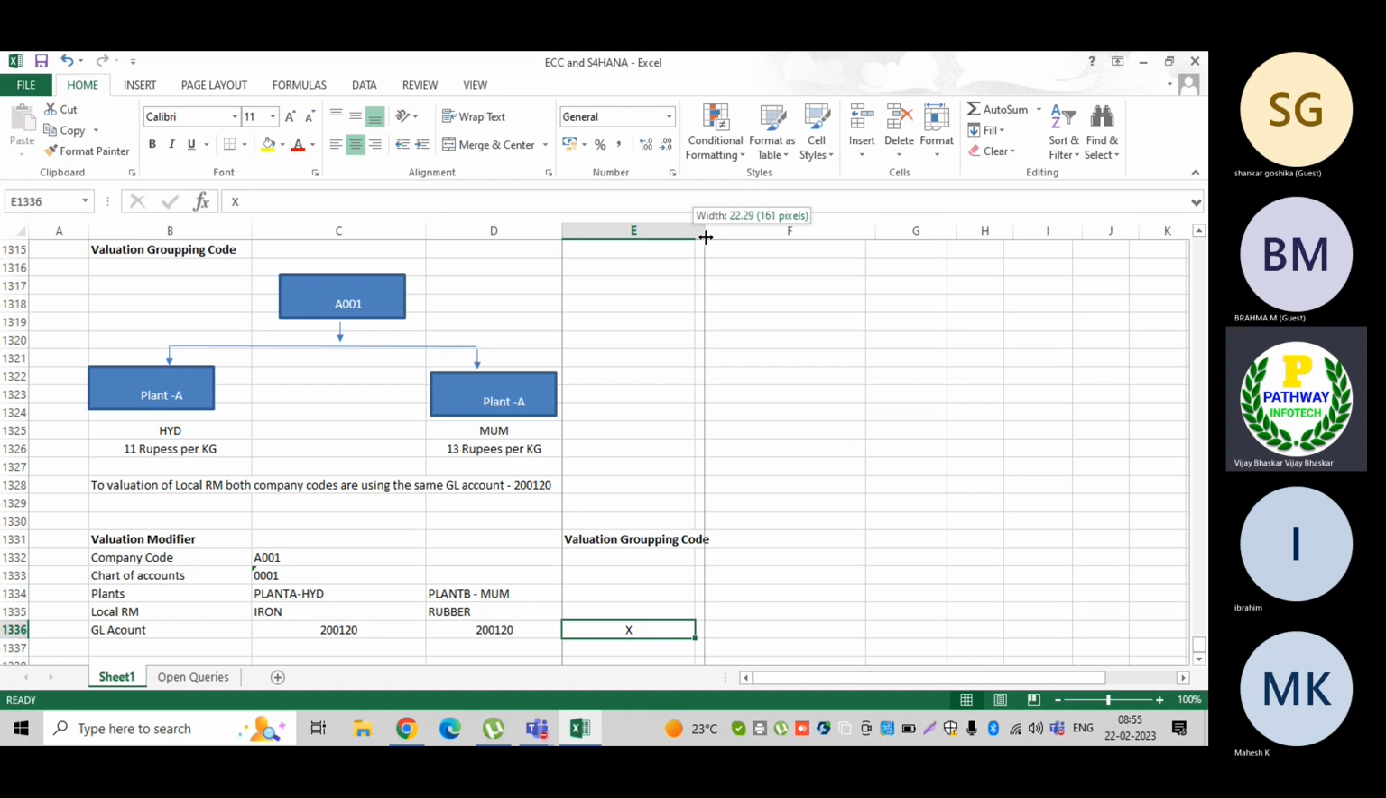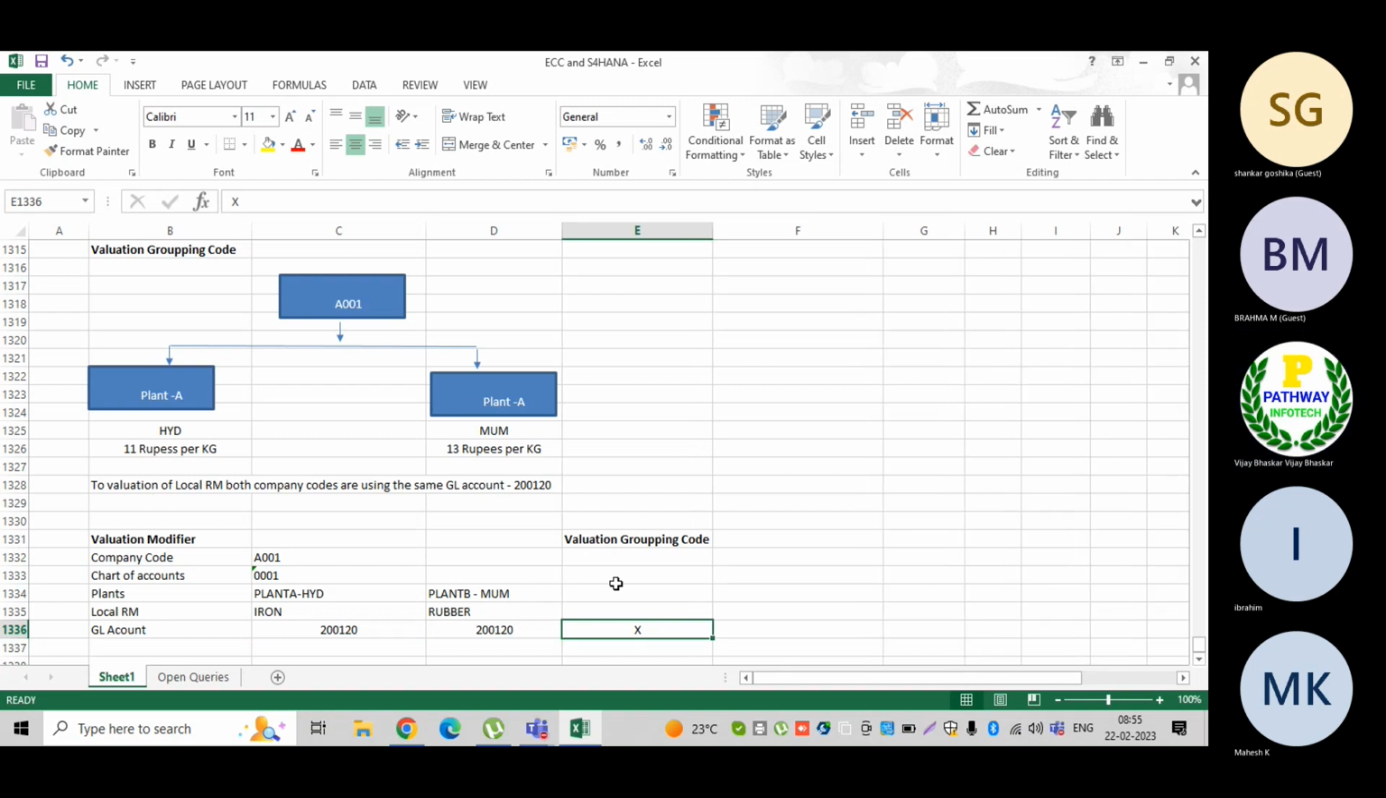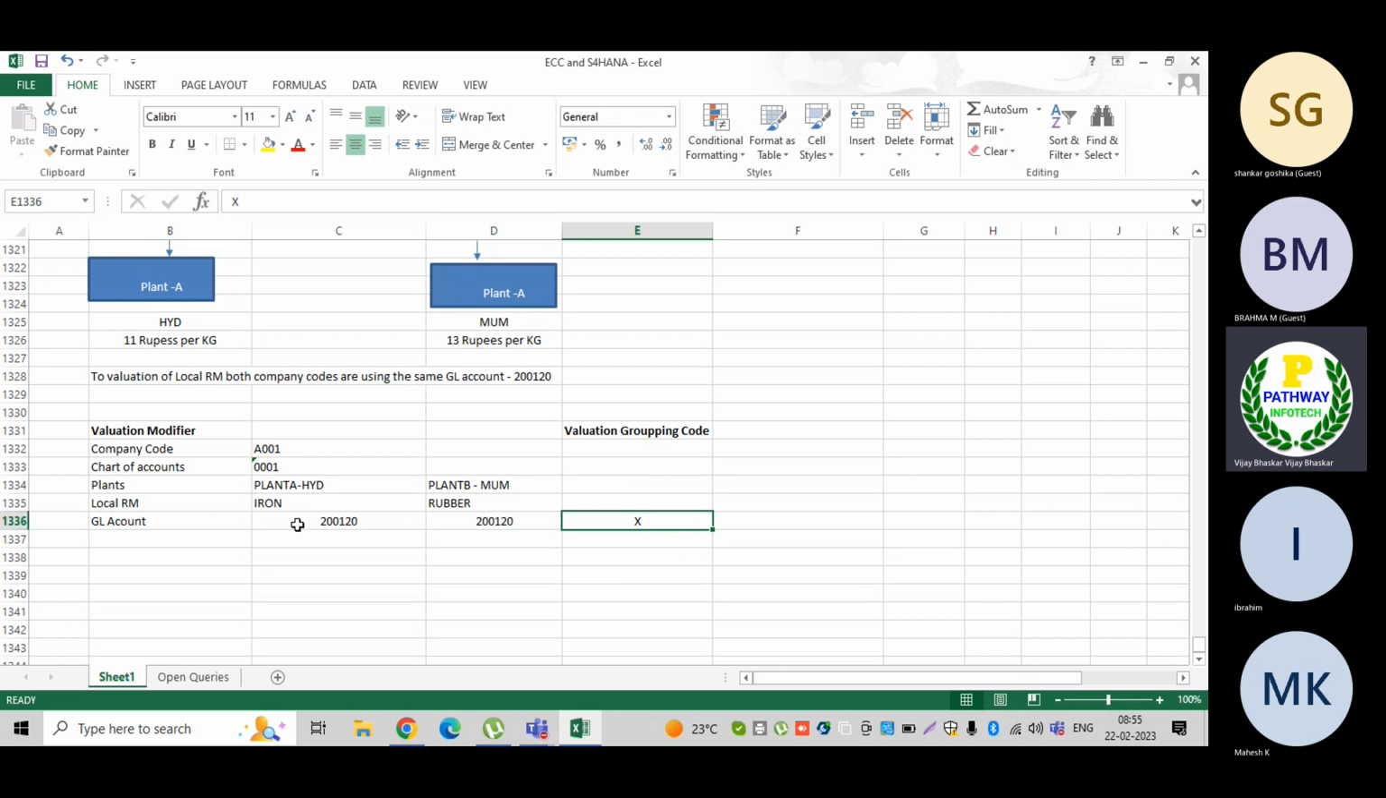This is one example. In case there is a situation where for this plant I am using one GL account and for that plant I am using a separate GL account, then the valuation grouping code is not required here. Then the valuation modifier will come into the picture, so you need to specify a separate valuation modifier. Let me take how the valuation modifier will be done here.